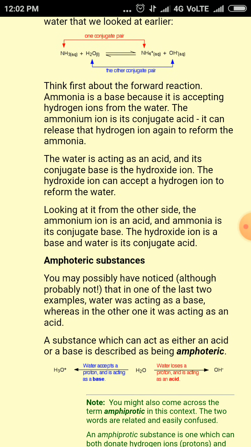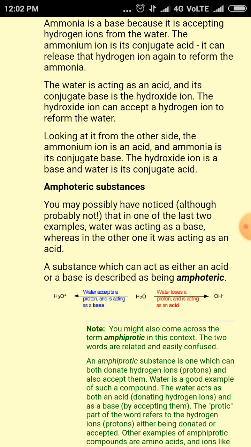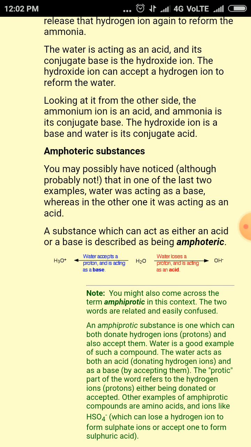Now we discuss amphoteric substances. You may possibly have noticed that in one of the last two examples, water was acting as a base, whereas in the other one it was acting as an acid. A substance which can act as either an acid or a base is described as being amphoteric.